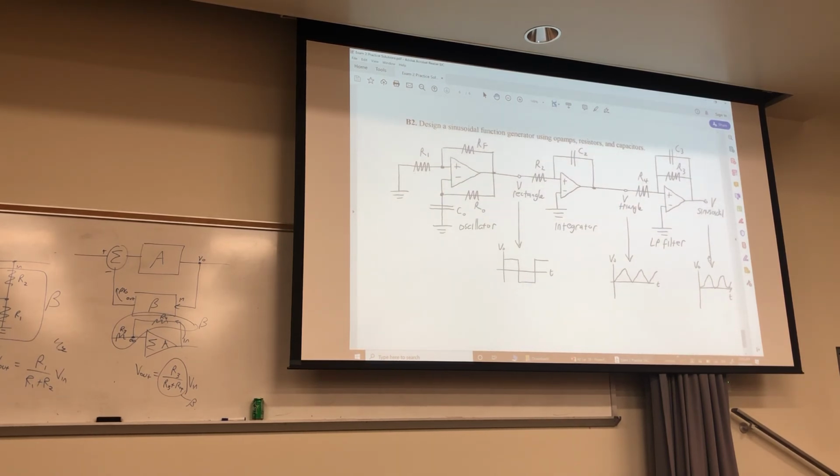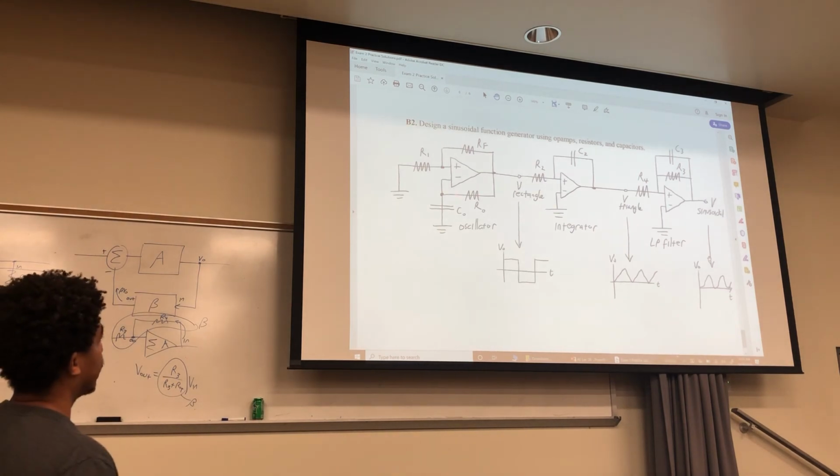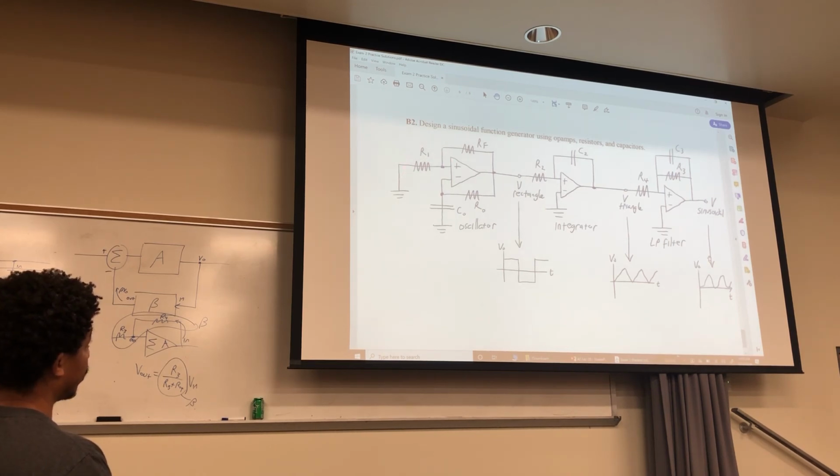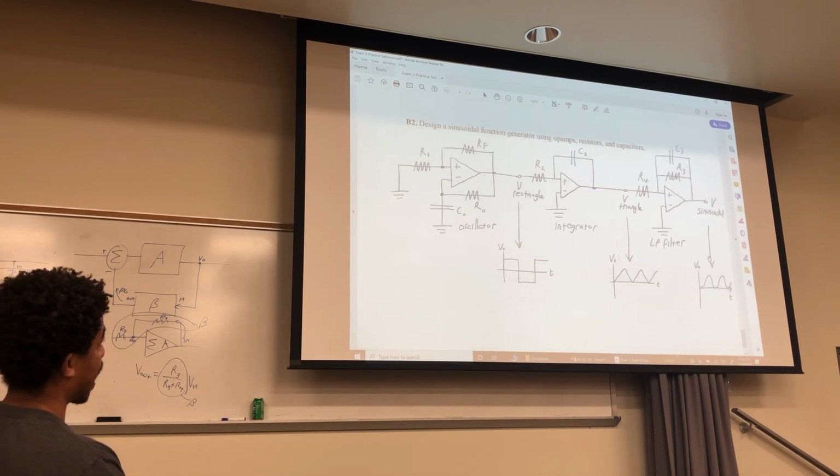So for B2, this is like the function generator. So you have your oscillator right here. So this is like your Schmitt trigger right here, but you're going to put your input as this RC part. That turns into an oscillator, and the output is this rectangular wave. You have your integrator. The output of that is a triangle, and then you have your filter, and that smooths the curves of your triangle.